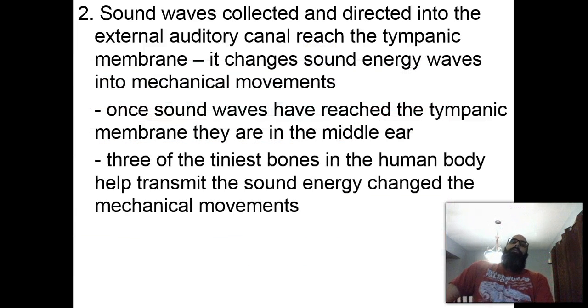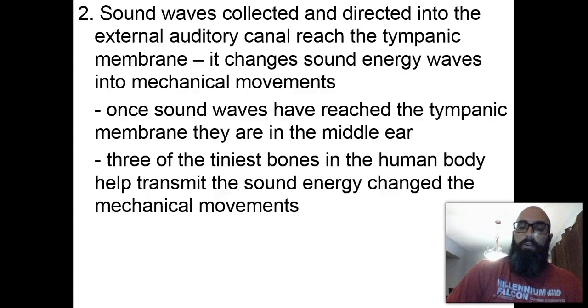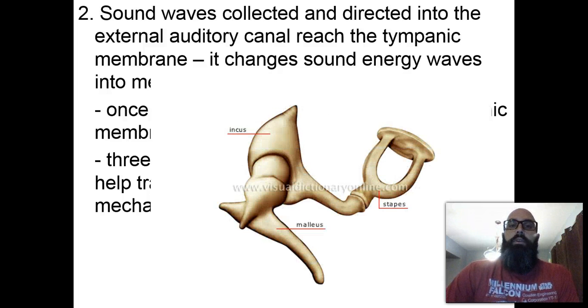In the middle ear, you have the three tiniest bones in the entire human body, and their main function is to simply help transmit sound energy waves that were changed in the tympanic membrane into what are called mechanical movements. So there are three bones that move not through necessarily the aid of muscles, but simply from movement due to sound waves that help transfer that energy into the inner ear, which actually helps generate the action potentials so your brain can interpret sound. The three smallest bones are actually called the malleus, the incus, and the stapes.